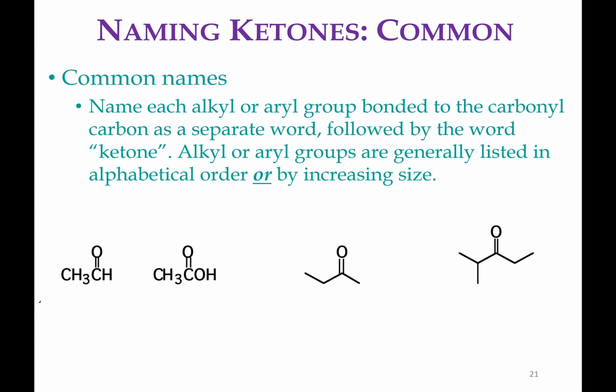Naming ketones in a common way, instead of IUPAC, you name each alkyl group or aromatic group that's bonded to the carbonyl carbon as a separate word, and then you follow it by the word ketone. This is still very, very popular, so you might actually see this. Now, this is an aldehyde. This is a carboxylic acid. These are ketones. I just wanted to make sure that you're paying attention.